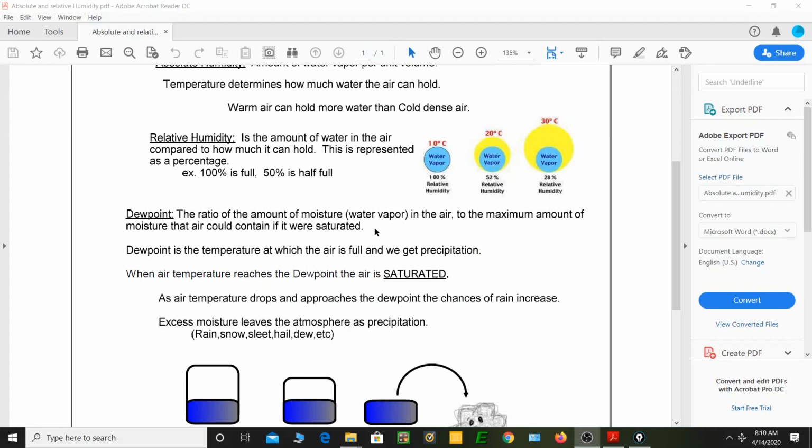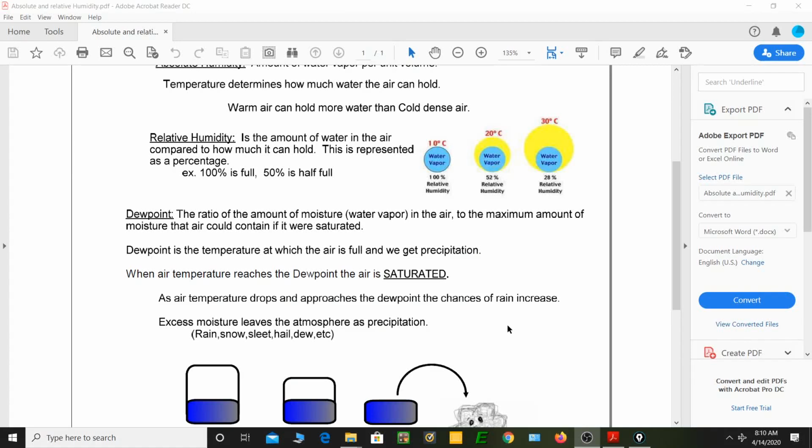Okay, so dew point: think of that temperature as the temperature at which we're full. That's the breaking point. We don't have to get exactly to it. The closer we get to it, the greater the chance of having rain. When air temperature reaches the dew point, the air is saturated. That means full. As air temperature drops and approaches the dew point, the chances of rain increase.